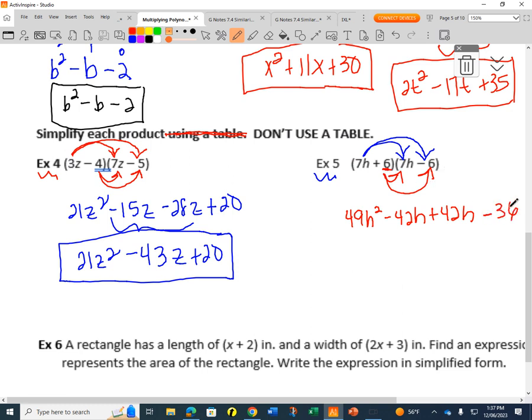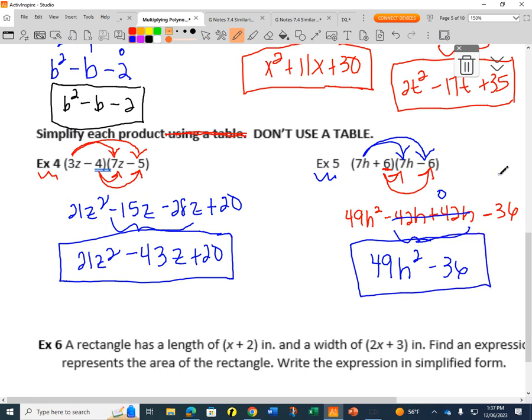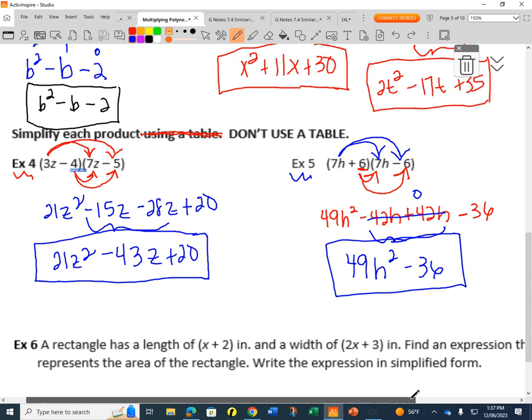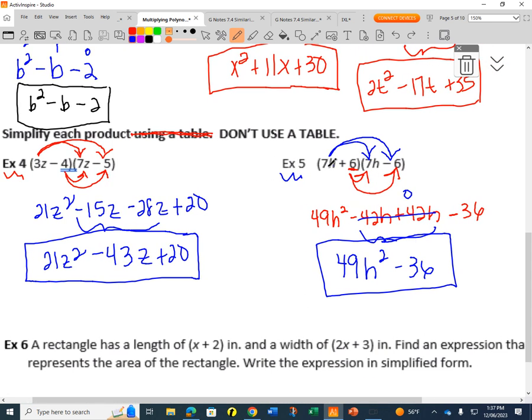Negative 36. So now, this is one of those special ones that's going to look different. Normally a binomial times a binomial, we get a trinomial. What is negative 42 plus positive 42? Yeah. So those are going to simplify to 0. So our final product is 49h squared minus 36. So once in a blue moon, you're going to get a binomial times a binomial where the product is a binomial, but it's not very often. That is what we call a special product. So you'll see here, everything looks the same except one is addition and one is subtraction.